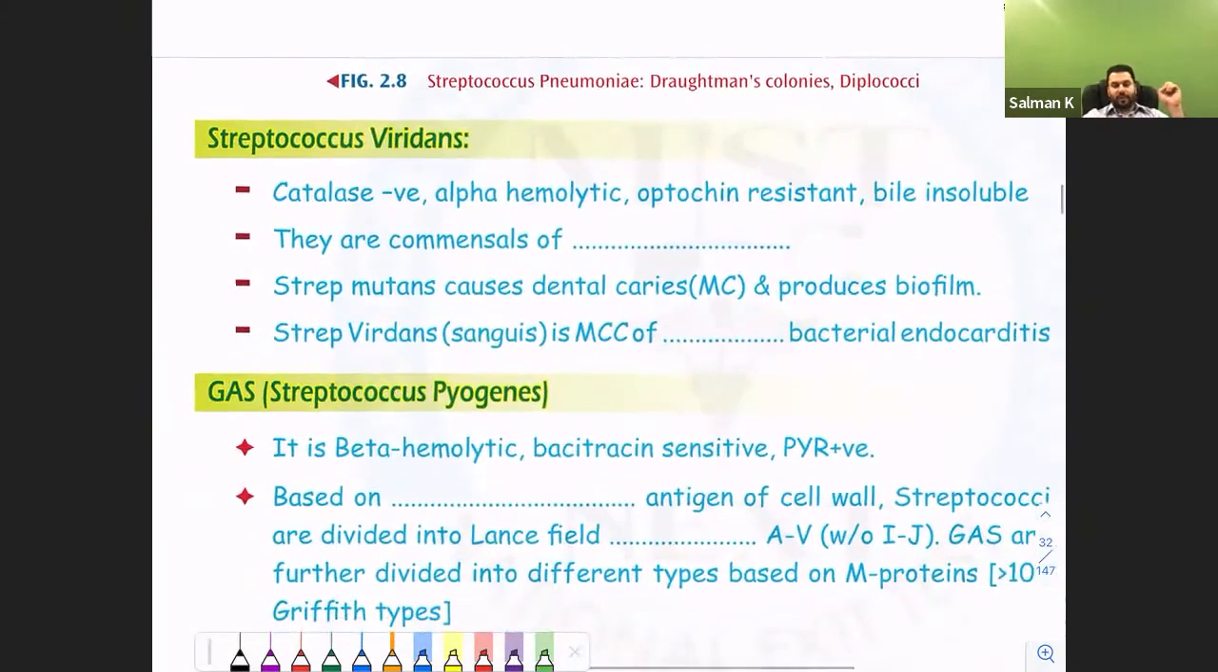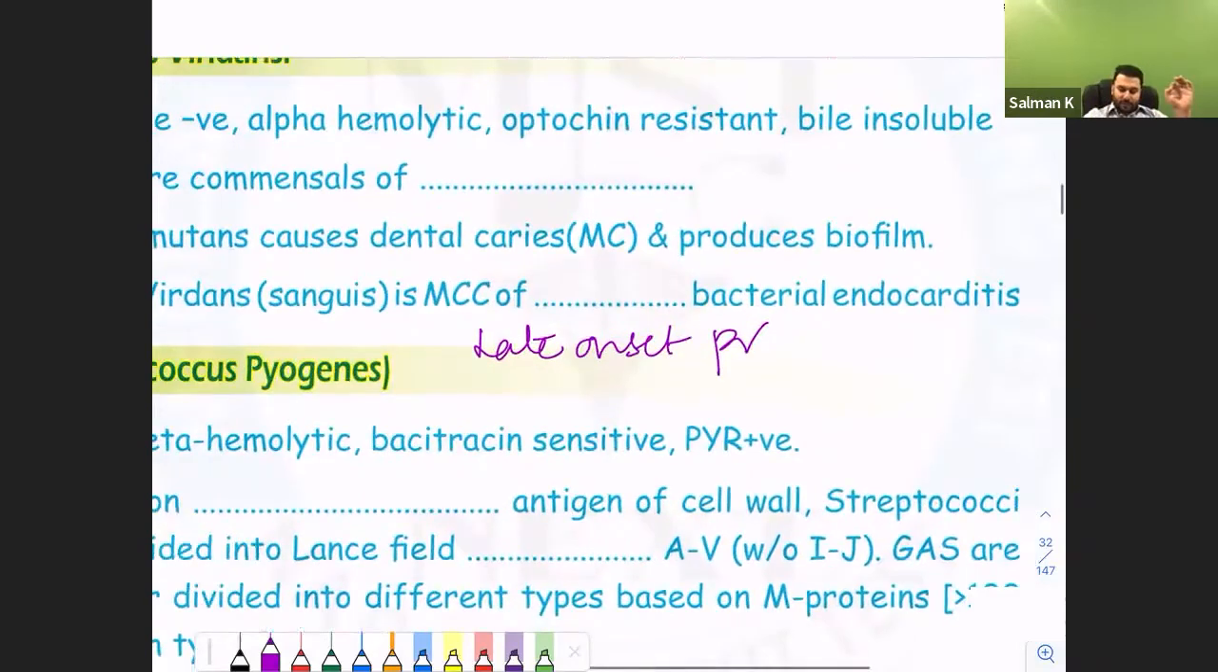Streptococcus viridans. We have already mentioned this. These are the most common cause of late onset prosthetic valve endocarditis. And there is one more clinical name for endocarditis, subacute. Subacute bacterial endocarditis also. These are the most common cause.